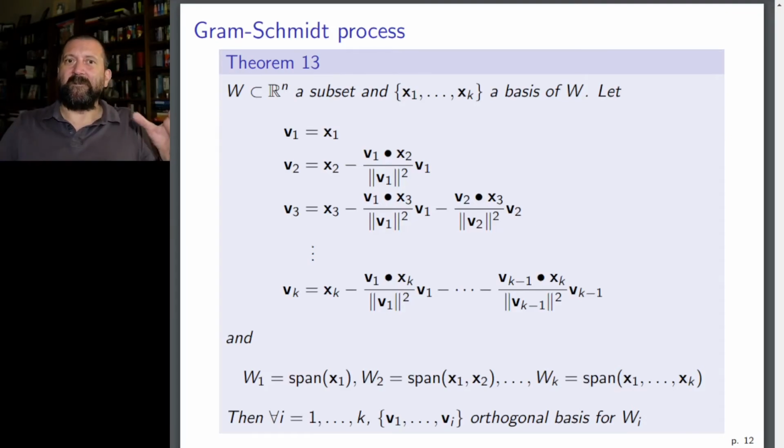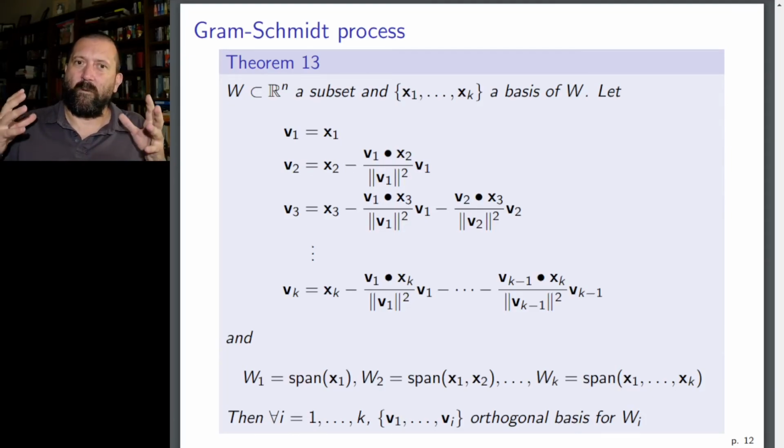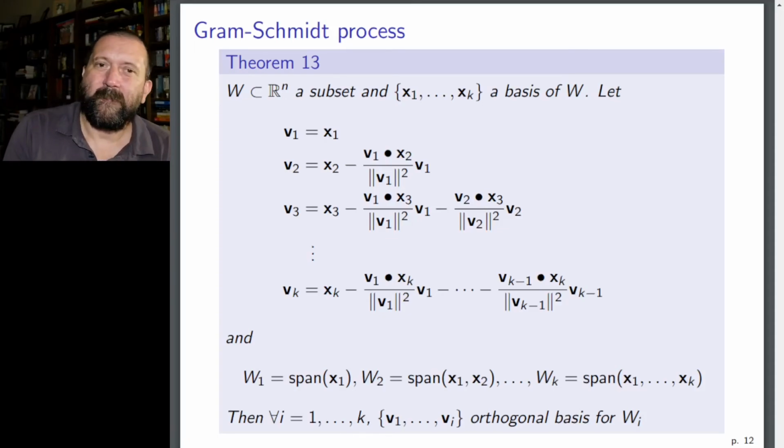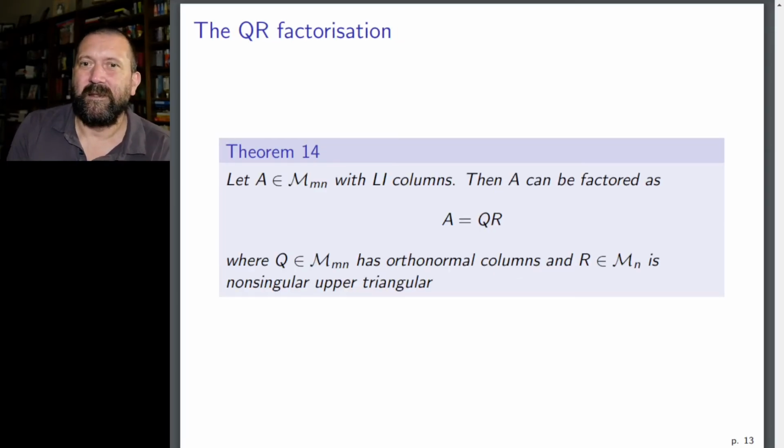So I started with a basis, but I wasn't entirely sure what it was, and I've transformed it into a basis that is now orthogonal. That's a very interesting process. And this is a process we'll have to use to compute the so-called QR factorization, which is what we get to here.